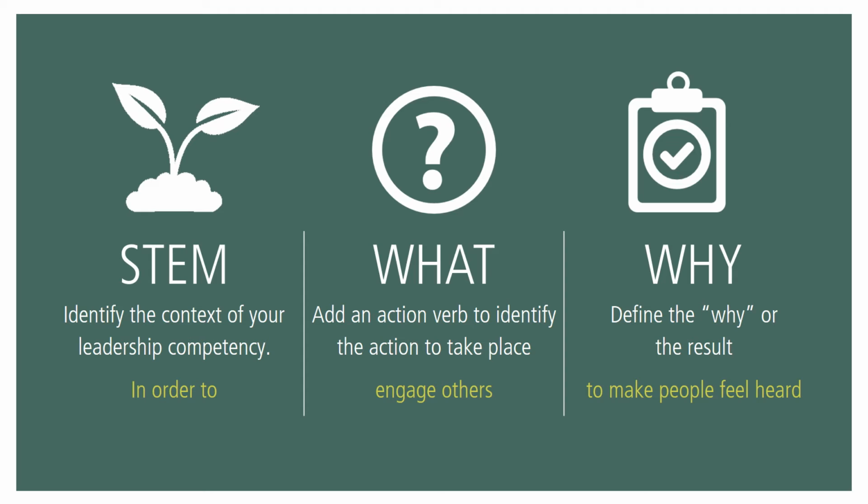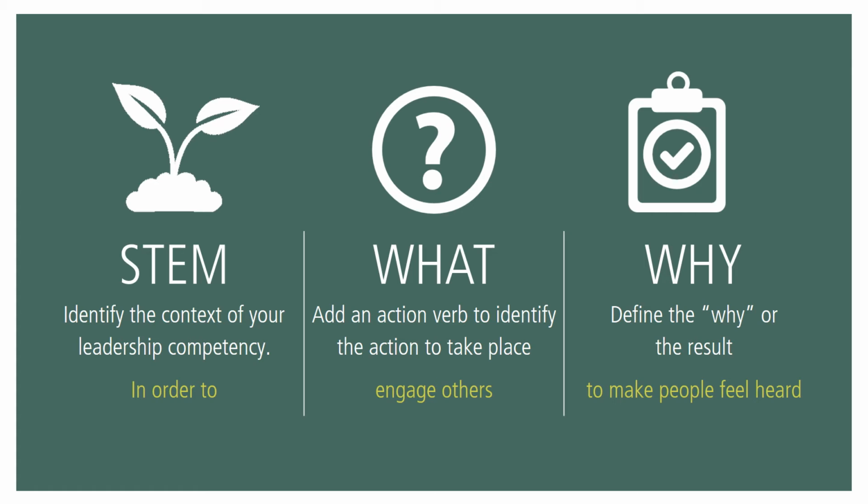Let's say your observable behavior is active listening. Your what, stem, and action verb might look something like this: in order to engage others. "In order to" is the stem and "engage others" is the what, with an action verb and the necessary phrases for transition.